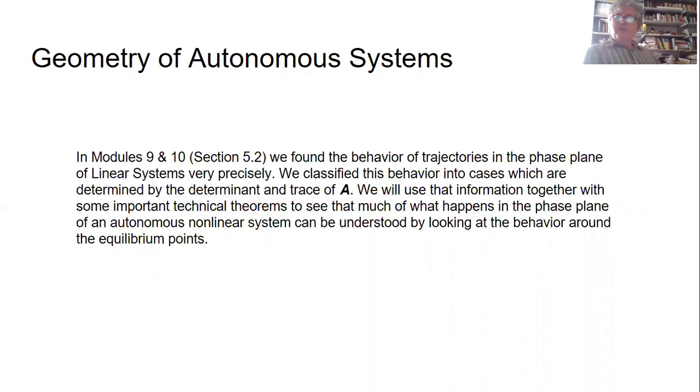So what we're going to do today is use that information together with some important technical theorems to see that what happens in a nonlinear system can be obtained by just looking at the behavior around the equilibrium points. By linearizing the system around the equilibrium points, we can then use the previous classification to get information about the system we're looking at.